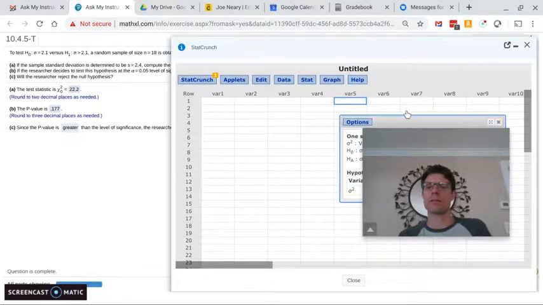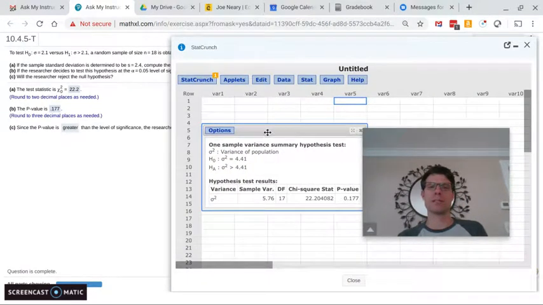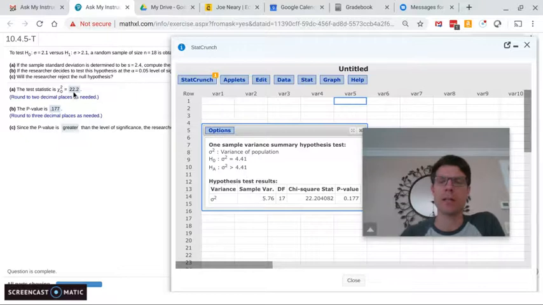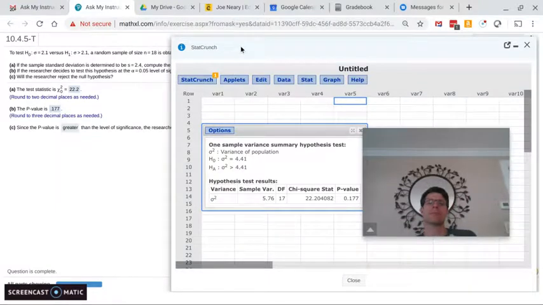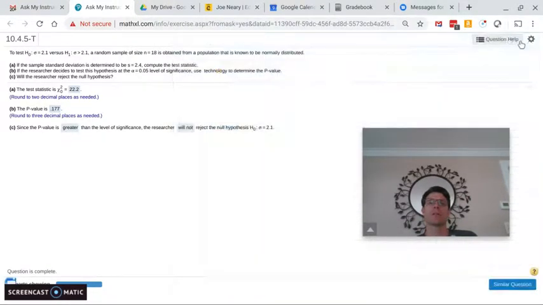And we just hit enter, and it should give us a test statistic, right? 22.2 when rounded to 2 decimal places. And then the p-value is just 1.77. And so since the p-value is greater than the significance level we were looking at, 0.05.